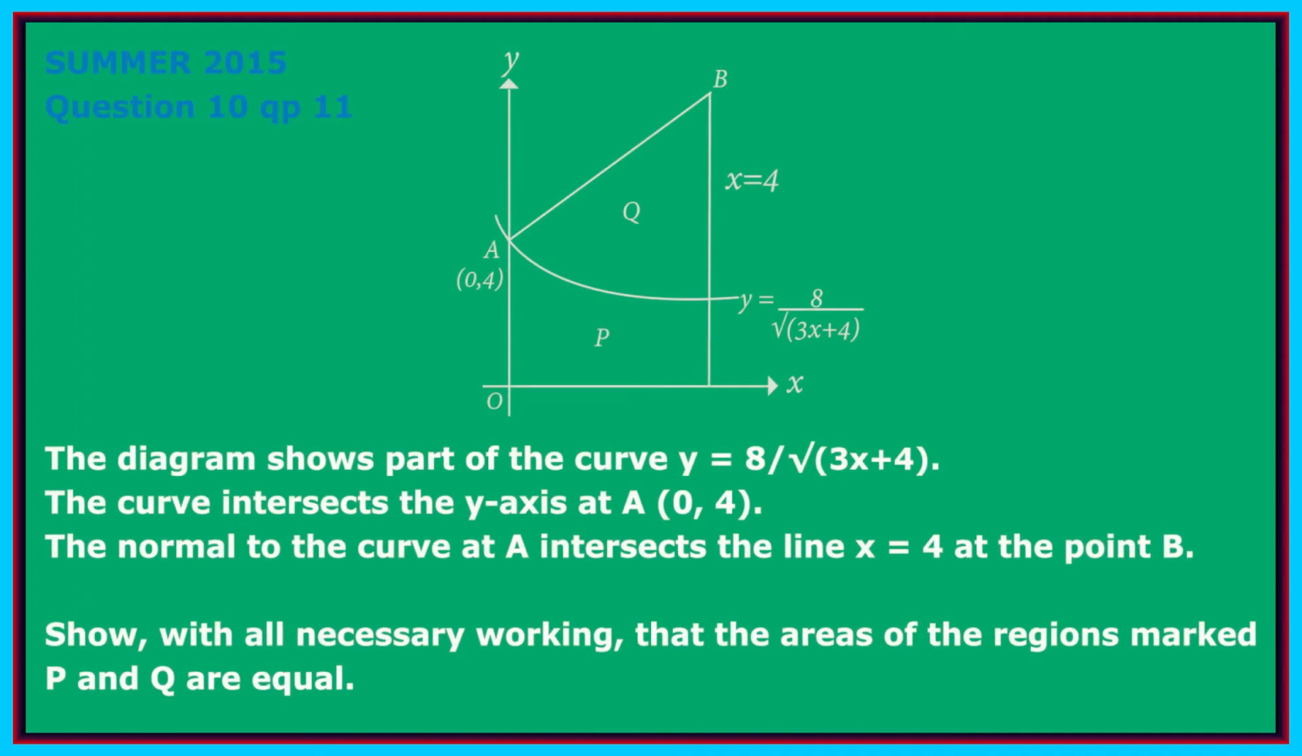Summer 2015 question 10, QP11. All right, so the diagram shows part of the curve y equals 8 over root of 3x plus 4. The curve intersects the y-axis at A (0, 4). The normal to the curve at A intersects the line y equals 4 at the point B.